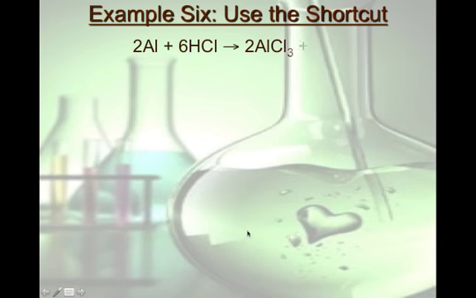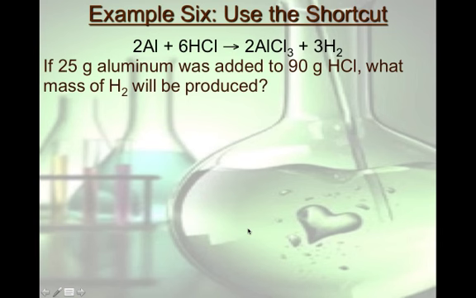Okay, so this time we're going to do an example with the shortcut. We have 25 grams of aluminum added to 90 grams of hydrochloric acid. So we want to see what mass of H2 will be produced. Seems like aluminum would run out first, yeah? 25 grams is smaller than 90 grams. Yeah. But it's not about grams, it's about moles. So we have to do a comparison here.